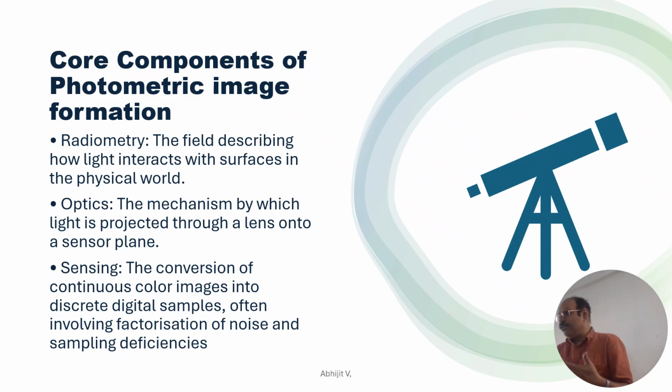But this image has to be digitally stored somewhere, right? Has to be saved. For that, we need sensing, and we'll be doing some kind of editing and other aspects also. The conversion of continuous color images into discrete digital samples, often with noise and sampling deficiencies.